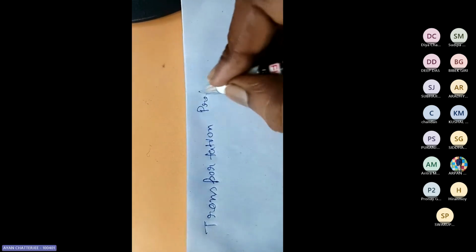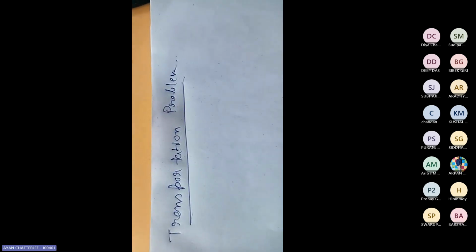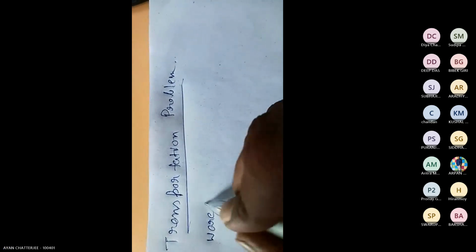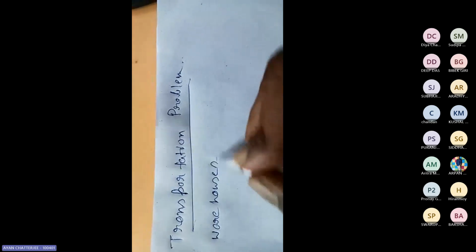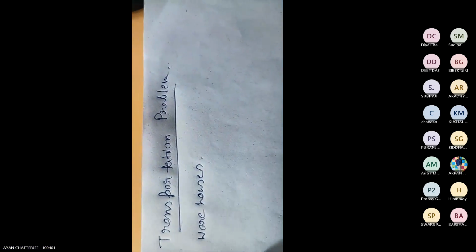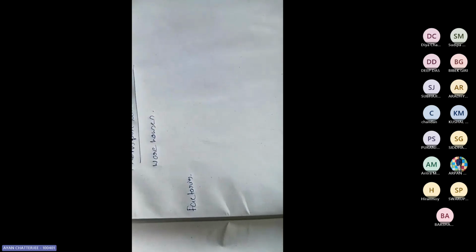Transportation problem. So this is again one kind of problem where you have some warehouses, you have some factories, right? And corresponding to those warehouses and factories, you have some demand and some supply. Or demand and factory capacity. This kind of thing will be there, right?